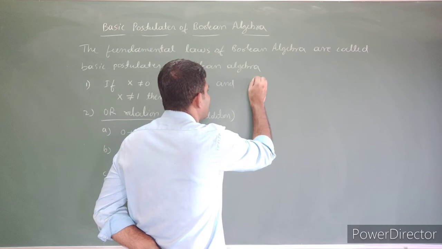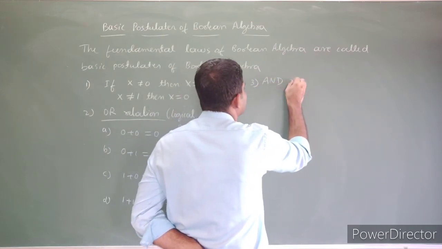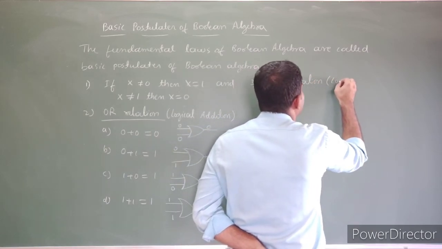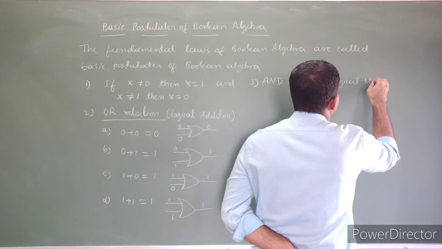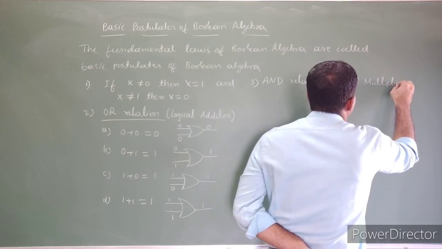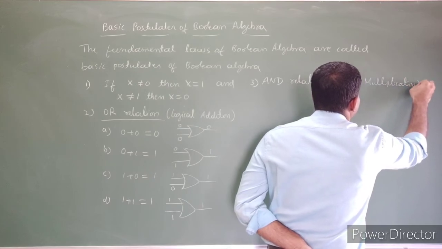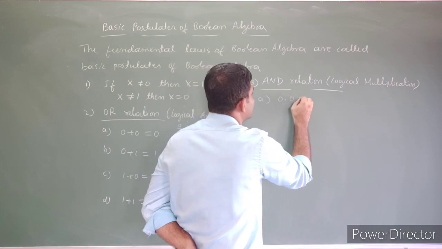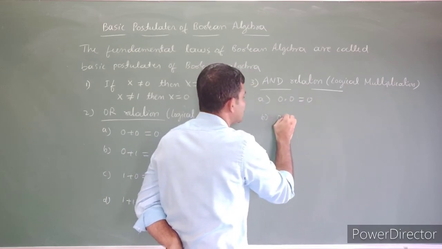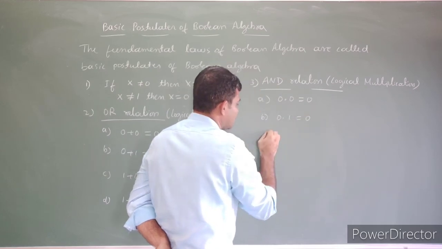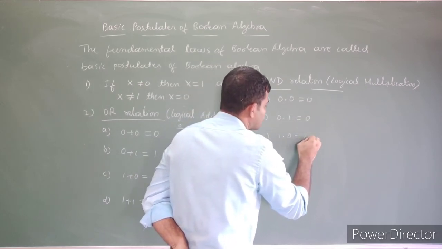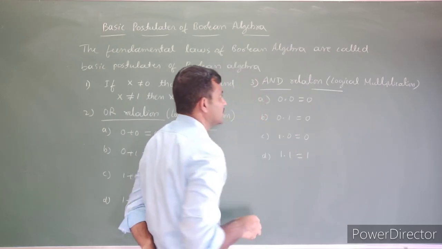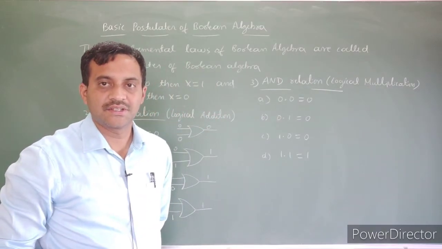Then the third one is the AND relation, also called logical multiplication. Then the AND relations are, first one, 0 into 0 is equal to 0. Second one, 0 into 1 is equal to 0. Third one, 1 into 0 is equal to 0. And fourth one is 1 into 1 which is equal to 1. So these are the AND relations.